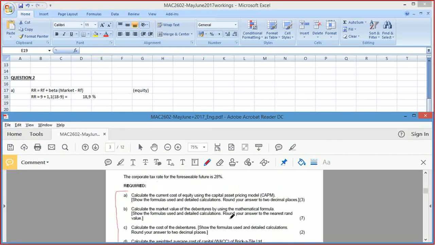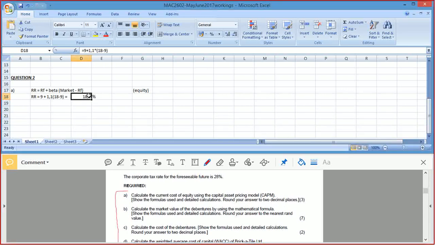Three marks for that. Show the formulas used and detailed calculations. Round your answer to decimal places. Well, this answer isn't being rounded off. It's a nice whole number. So no need for rounding there. Got that? Okay, B.